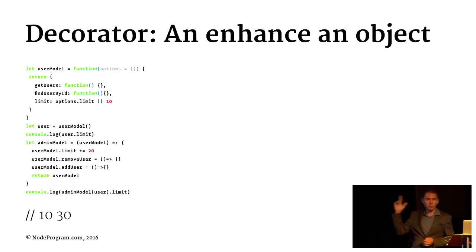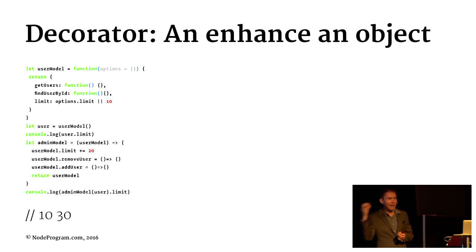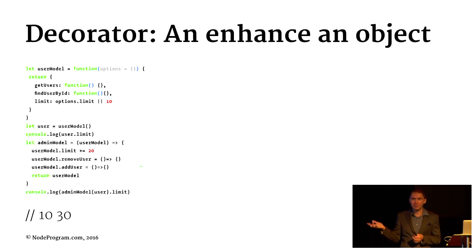So I'm having a user model. It's just a regular user model. It doesn't have features like add or remove user, right? And then I have an admin model, which takes the user model and adds extra methods. It's all done in functional ways. So the admin model takes the user model, and as a result, we have this enhanced admin model that has add user and delete users. So the result would be 30 because the limit is incremented by 20.